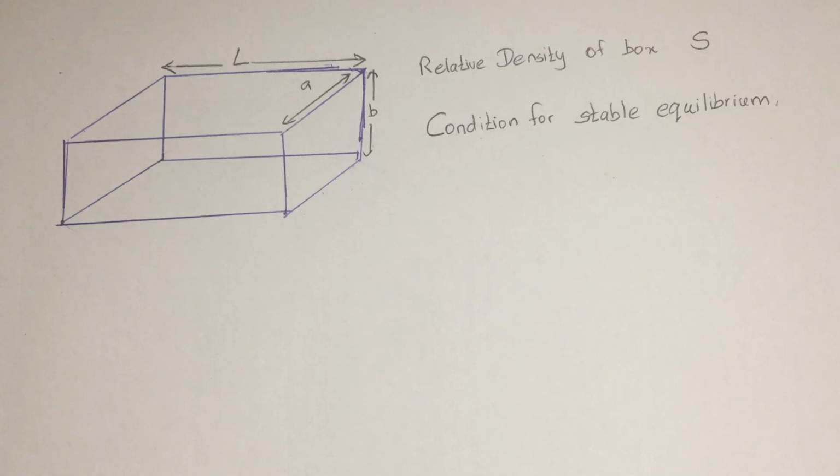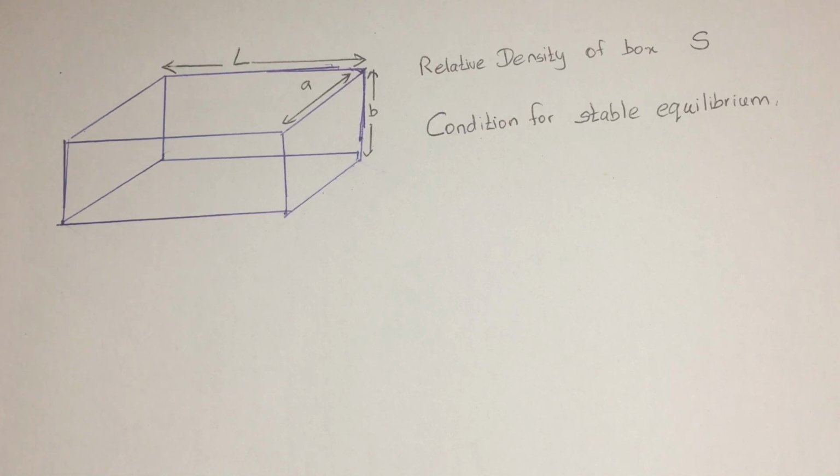Hi guys, in this video we are going to discuss another interesting question about the condition for stable equilibrium. Here they have given a block of wood of rectangular cross section of sides A and B and of length L, which has a relative density of X. If the block is to float in water with its longest axis horizontal and the side B vertical, the condition for stable equilibrium can be defined as.